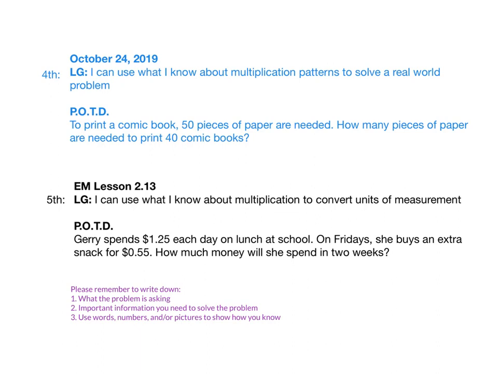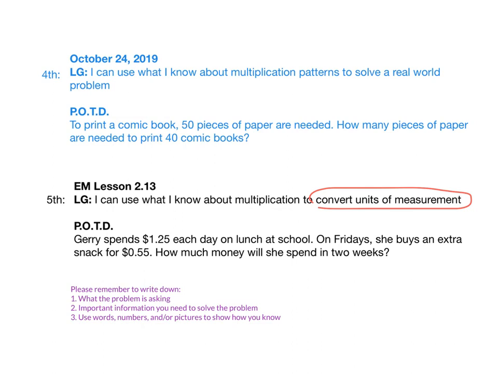Okay, fifth graders, today is October 24th, and we are continuing on with what we know about multiplying decimals and multiplying numbers. And today in Module 2, Lesson 13, we're going to extend what we know about multiplying numbers to convert units of measurement.